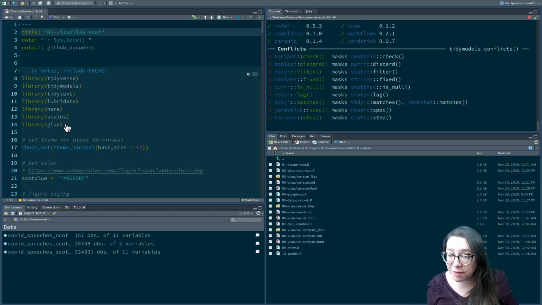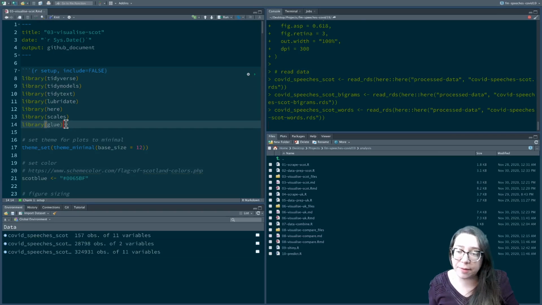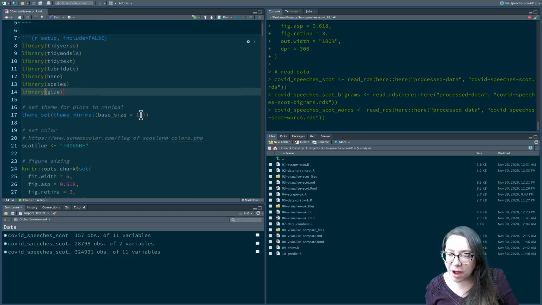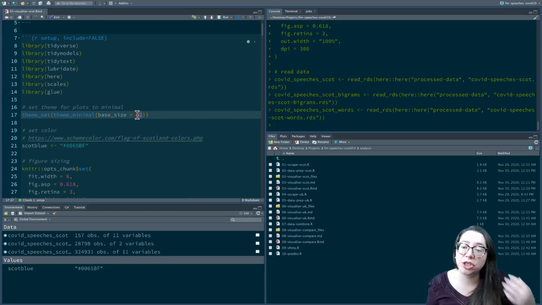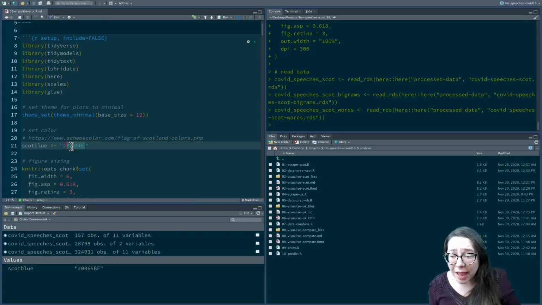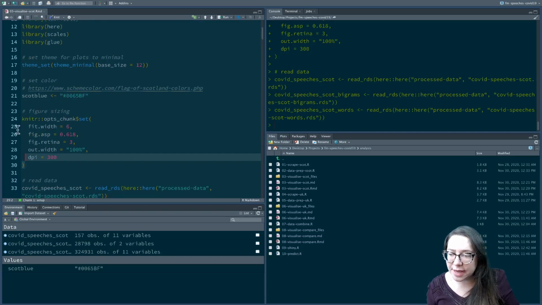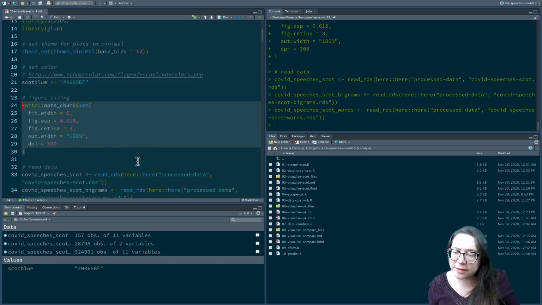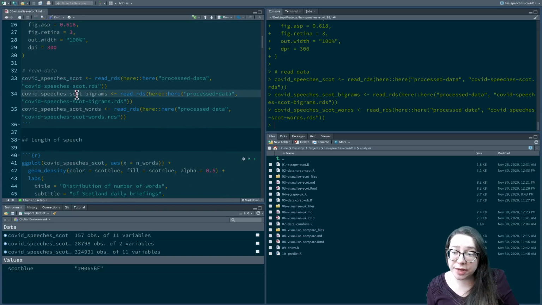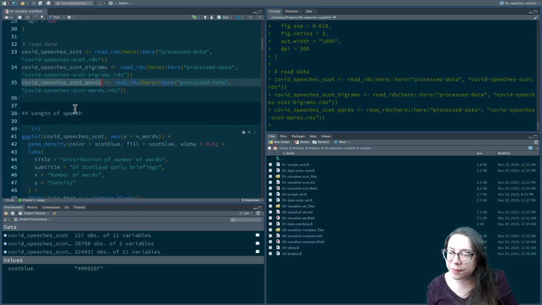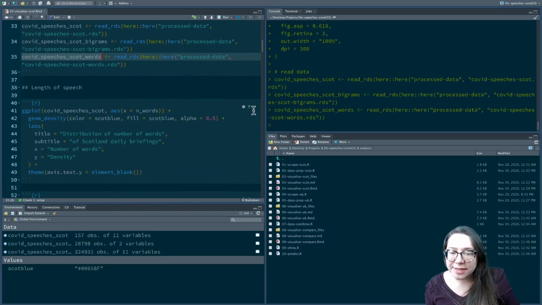So let's go ahead and set this up. I have a bunch of packages that I'm using, and I'll talk about them as we use them. I'm going to make my font sizes a little bit larger on my ggplot2 figures. I also looked up the blue of the Scottish flag, and that's the blue that we're going to use in our visualizations. Some setup for the size of my figures is only relevant when we knit the document. And finally, we're reading those three data sets that we created. One of them is what we scraped, the other one is the bigrams, and the third one is the words that we're working with.